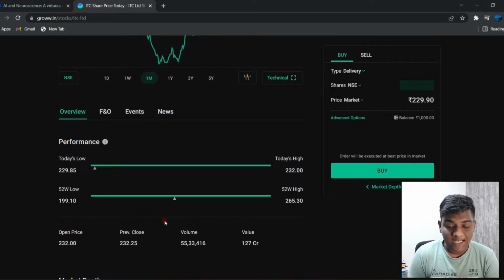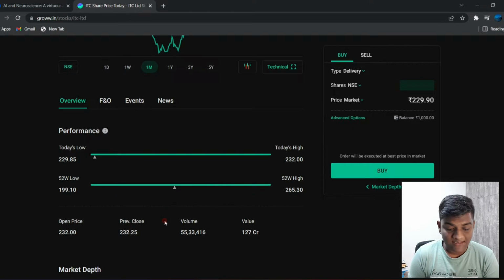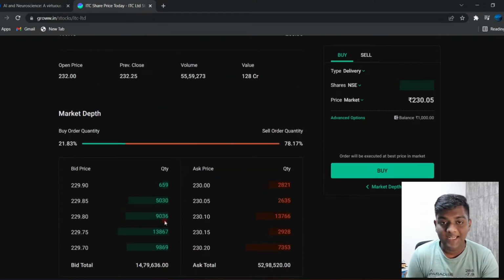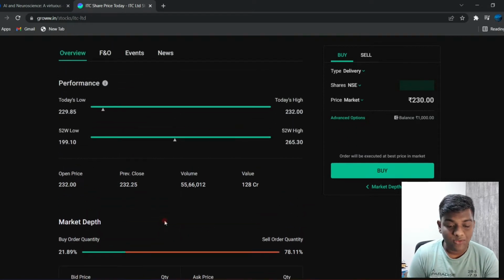So these are just the orders which are getting placed. So you might find it here, buy orders and sell orders. Many are selling it now, and this is today's low and today's high. Today's low was 229 and today's high was 232. It touched 232 once, and the lowest point which it touched was 229.